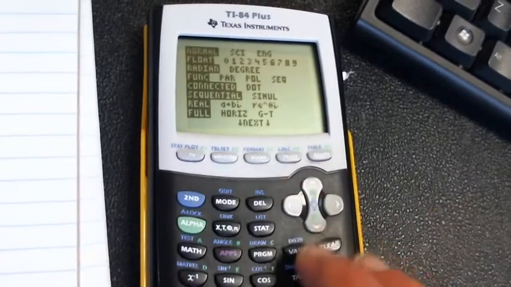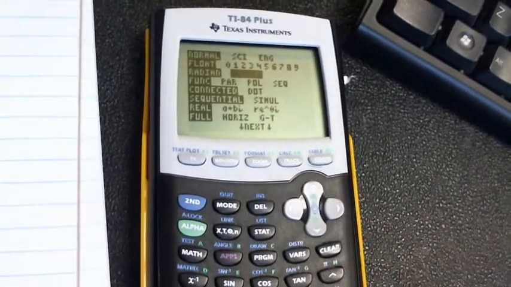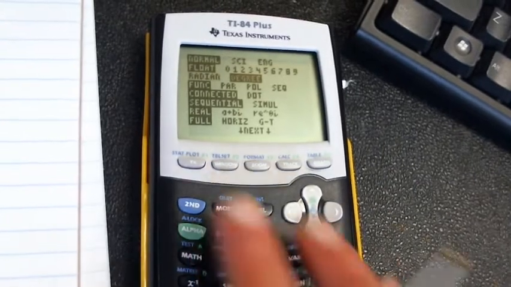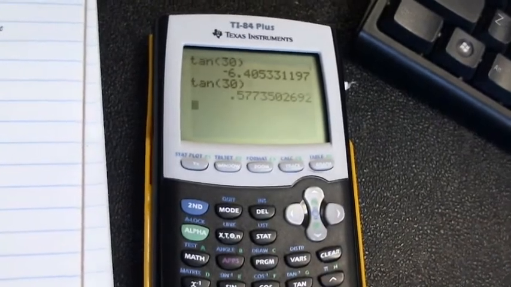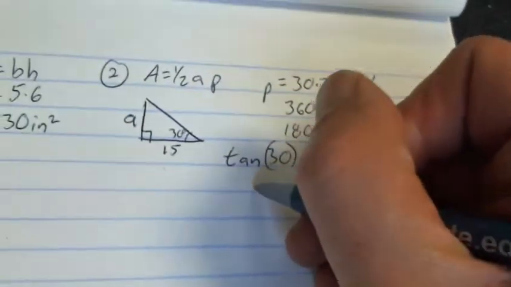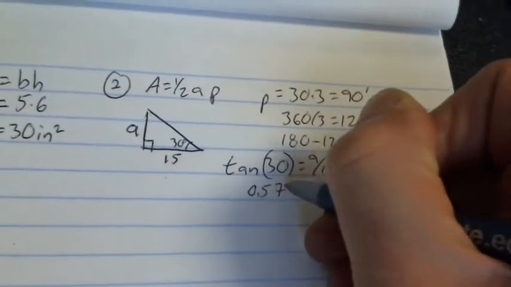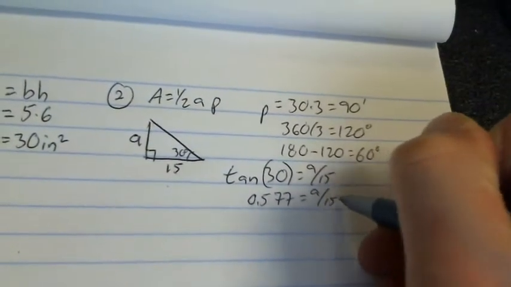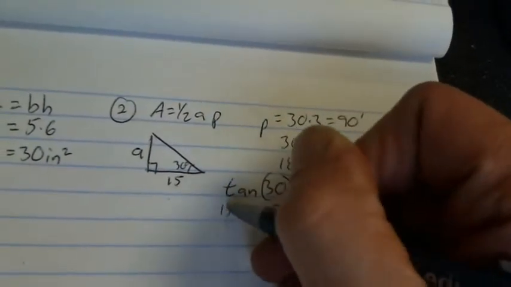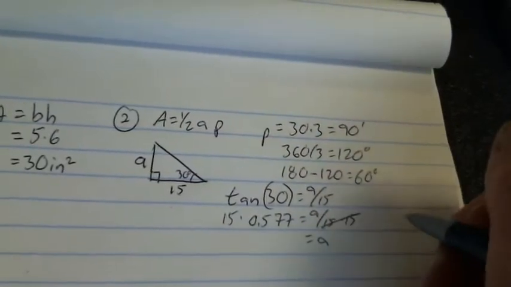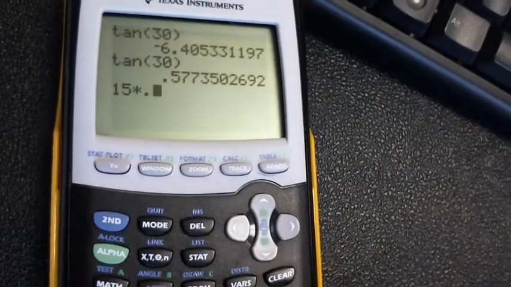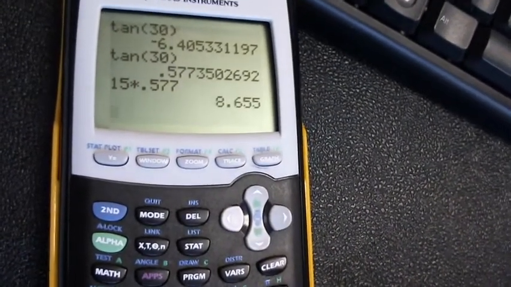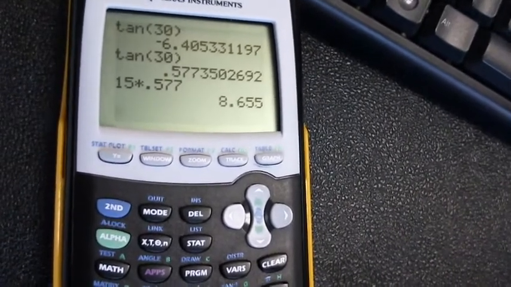Negative doesn't sound right. See if I got to put it in degree mode. Try that again. Tangent of 30 degrees, 0.577. Always use 3 decimal places. Goes A over 15. Multiply both sides by 15. Solve for A. 15 times 0.577 is 8.655. So we'll say 8.66.